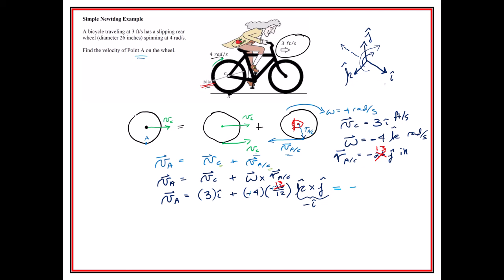All right. So that ends up being, right here, 4.333. So the answer ends up being negative 1.333 feet per second. And that's to be expected. It's going to be in that direction, right? So that's the answer. That's the direction that it goes.